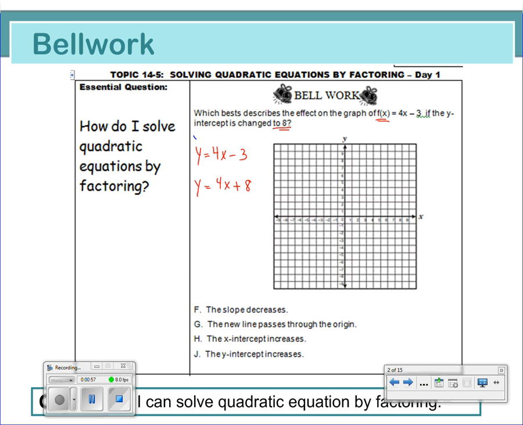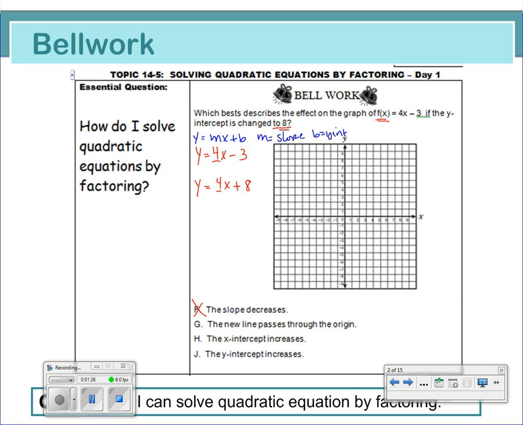We know this because our original equation is in slope-intercept form, where m represents the slope and b is your y-intercept. So now let's look at the answers. The slope decreases. We know that's not true because in both cases the slope is the same, equal to 4. G says the new line passes through the origin. I don't know about that yet, so I'll leave that one alone.